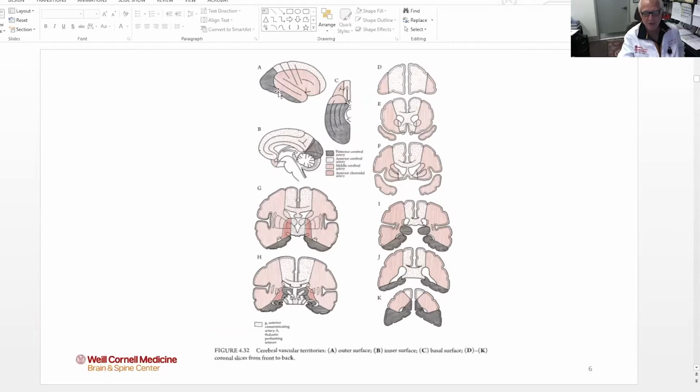This is a figure demonstrating the vascular supply to different regions of the brain. Obviously, the middle cerebral artery supplies, as you see here, the frontal and temporal portions. The posterior cerebral artery supplies the inferior temporal lobe via the posterior temporal branch and also the occipital branches. The anterior cerebral supplies the medial portions of the frontal lobes back to the parietal lobe.